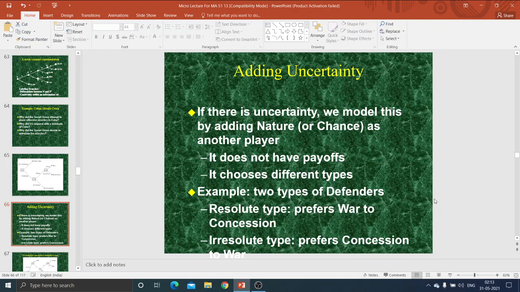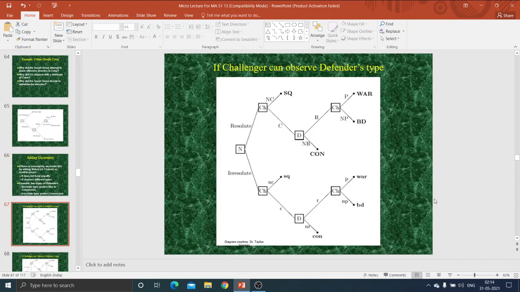If there is uncertainty, we model this by adding nature or chance as another player. It does not have a payoff. It chooses different types. For example, two types of defenders. The resolute type prefers war to concession, while the irresolute type prefers concession over war. Some people like war, some people don't. If the challenger can observe the defender's type, then you have a different kind of understanding in this particular case.